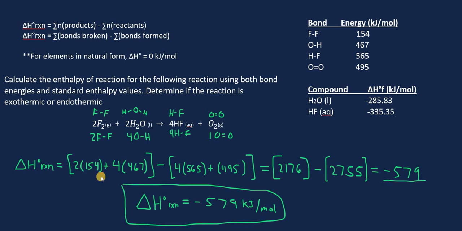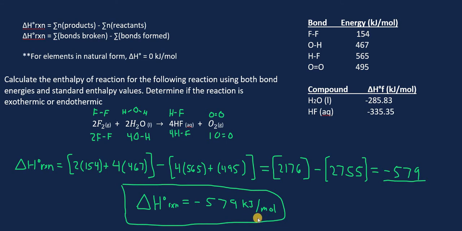If you take the first part over here and add those together, you should get 2,176. And if you take this second part over here in brackets and add them together, you should get 2,755. Subtracting those two, you should get negative 579. And so using bond energies, you calculate the enthalpy of reaction as negative 579 kilojoules per mole.